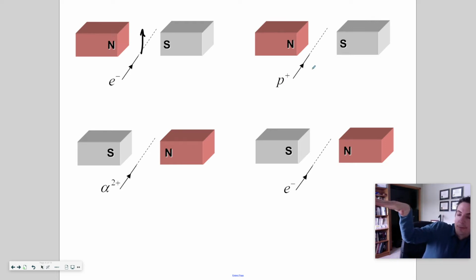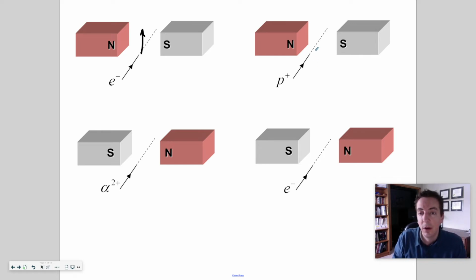So I would place my hand like that. My fingers are to the right, and my thumb is into the page, or into the screen. My right hand ends up with the palm facing towards the bottom of the screen. So the magnetic force on the proton would be towards the bottom of the screen.